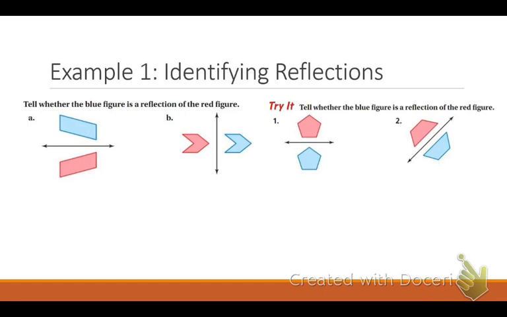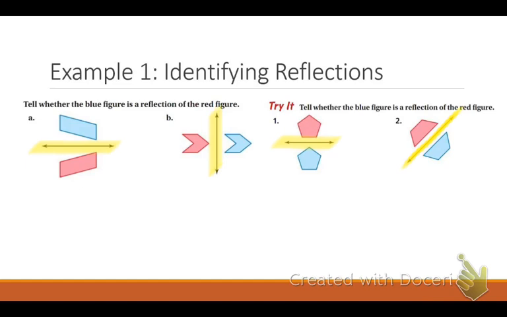Okay? Is this a true flip? Is it a true reflection? All right, so for A and for B and for 1 and 2, is it a true flip across the line of reflection? As you're drawing them, we're going to talk about each one in just a sec.